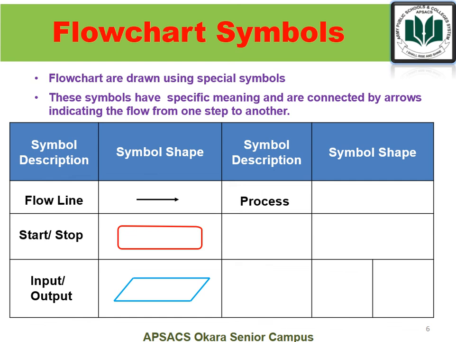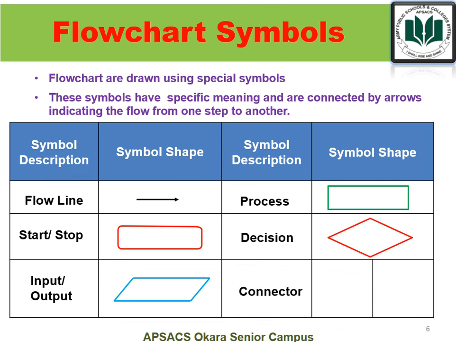Next is process. The process symbol is the rectangle. Next, decision. The decision symbol is represented by the diamond. Next is connector. There are two types of connector. One is the on-page connector, second is the off-page connector. The on-page connector is represented by the circle, and the off-page connector is represented by this shape.